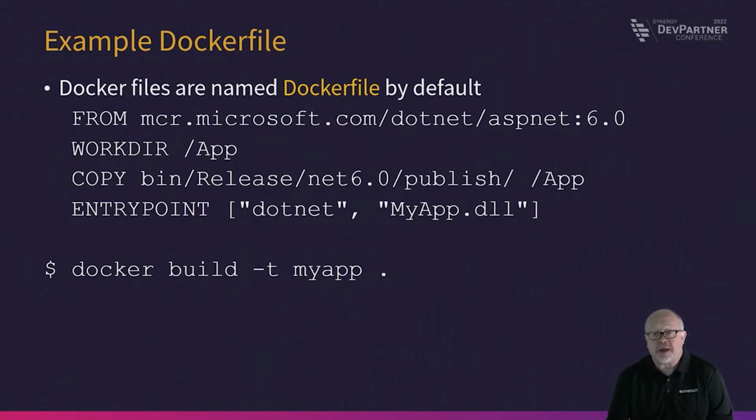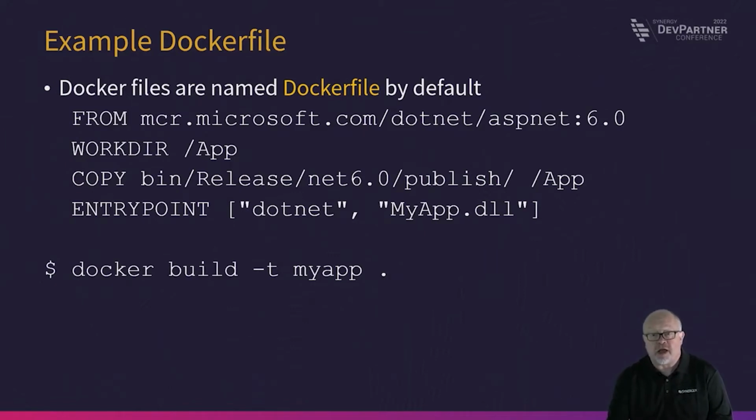The WORKDIR command creates a directory if it doesn't already exist and moves into that directory, and then the COPY command copies files from the local system into the image being created. And finally, the ENTRYPOINT command specifies the command to be executed when the container starts. This needs to be a command that will continue to run, because as soon as the associated process exits, the container will shut down.